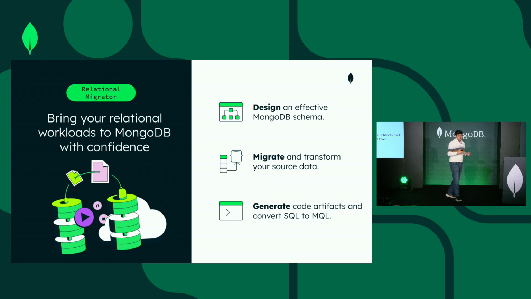You're allowed to address all of that. And finally, it helps you move all of the code artifacts. It helps you modify or bring your code into the modern world of MongoDB as well. So these three aspects are all addressed by Relational Migrator.